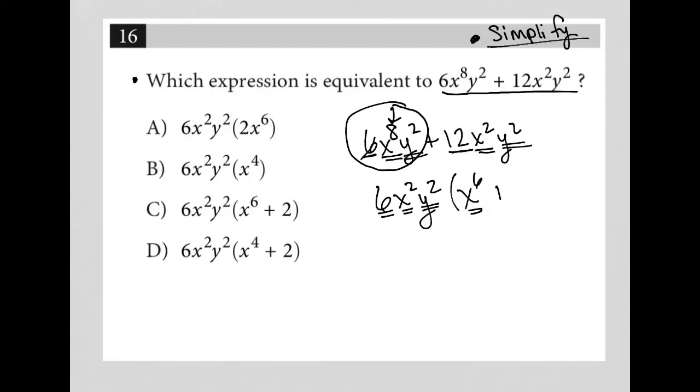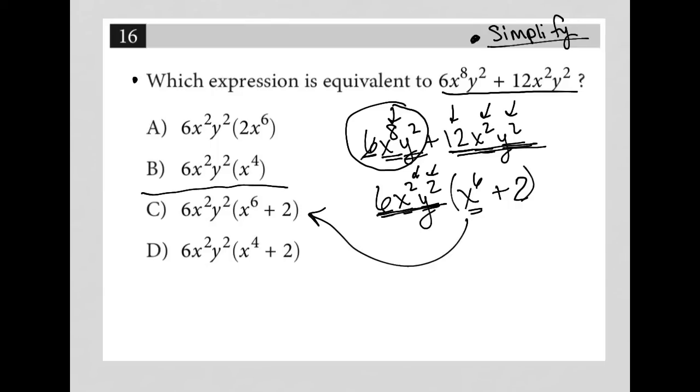And then I'm going to have a plus sign here. And now I ask myself, what do I multiply 6x squared y squared by to recreate my 12x squared y squared? Well, that is just going to be 2, right? Because again, 6 times 2 gives me 12. And I already have the x squared and y squared here in the GCF. So just x to the 6th plus 2. So let's see where that is in the answer choices. It looks like it's right here at choice C. Therefore, our correct answer here is choice C.